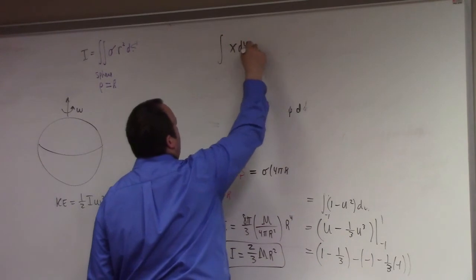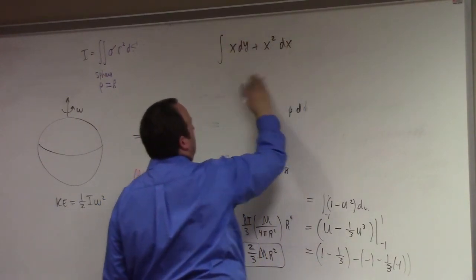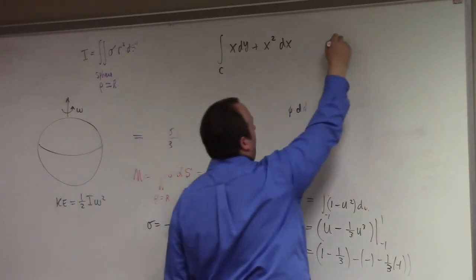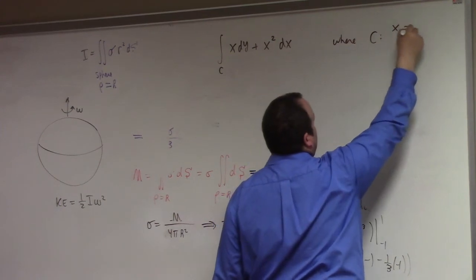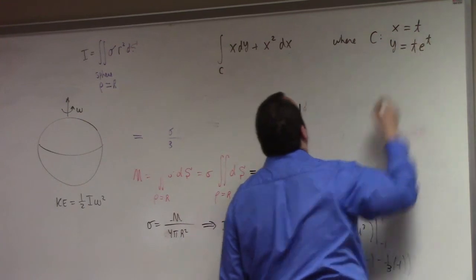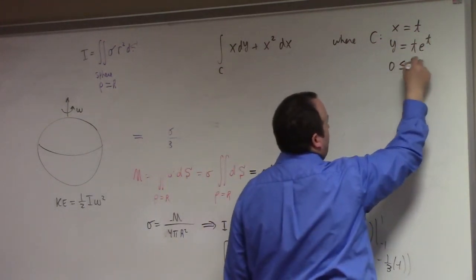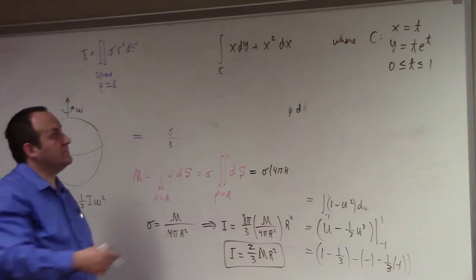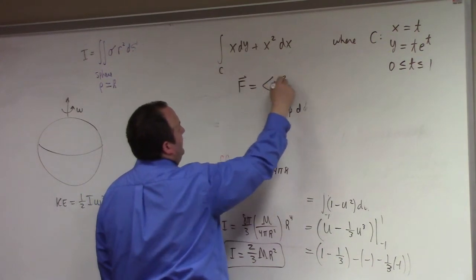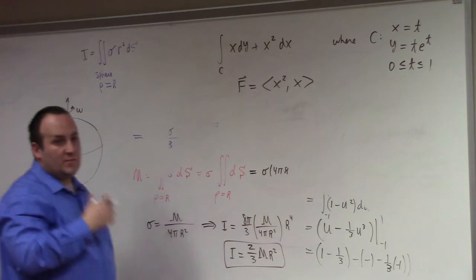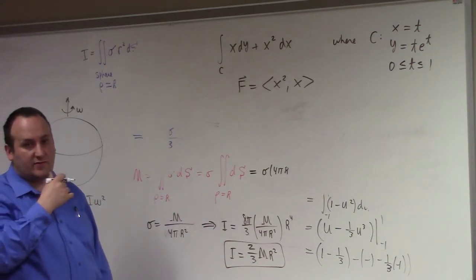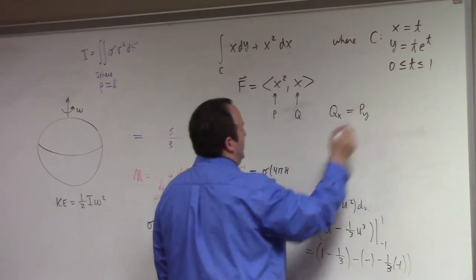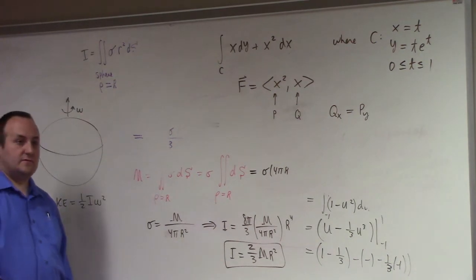Let's see here. Integral of x dy plus x squared dx, something like that, over C, where C is, let's say, x equals t and y equals t e to the t, with 0 less than or equal to t less than or equal to 1. Is that a conservative vector field? You're looking at the vector field (x squared, x). Is that conservative? For a two-dimensional vector field, the quick check is that we need Q_x equal to P_y. If that isn't the case, it's not conservative.